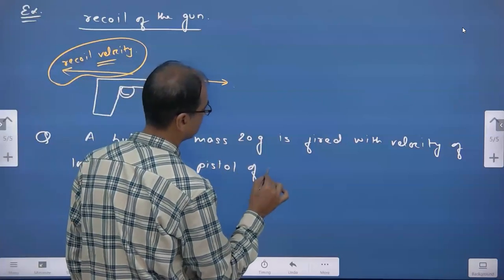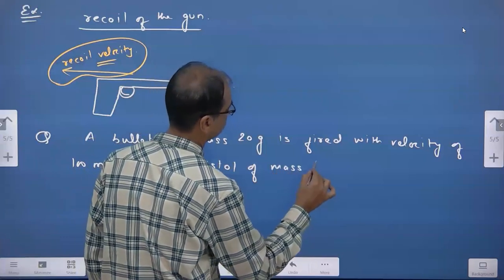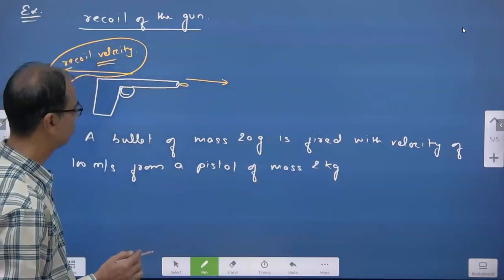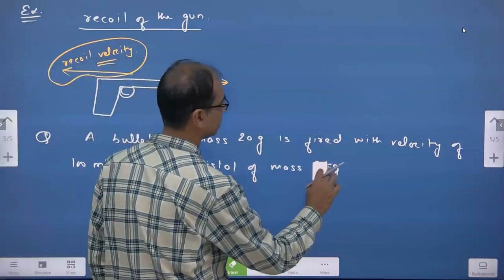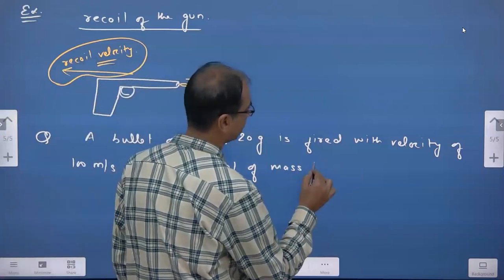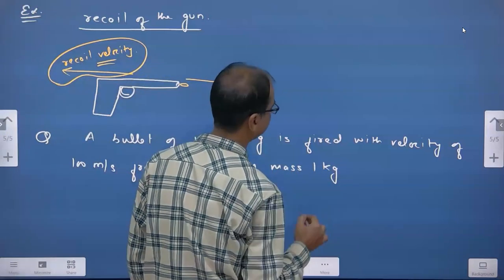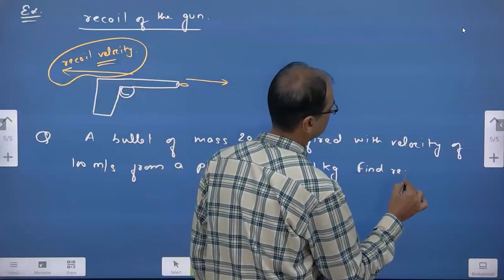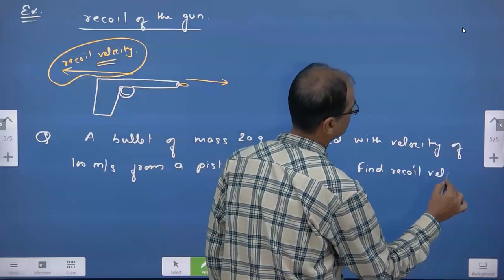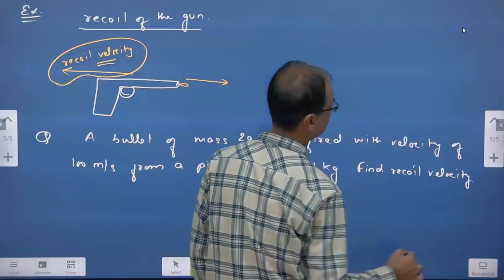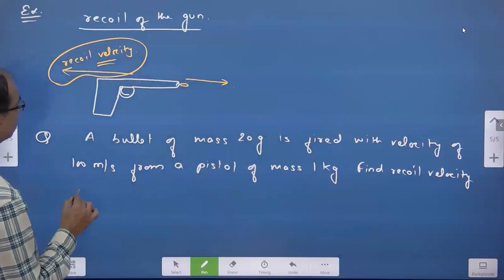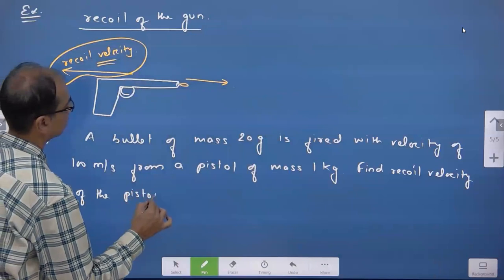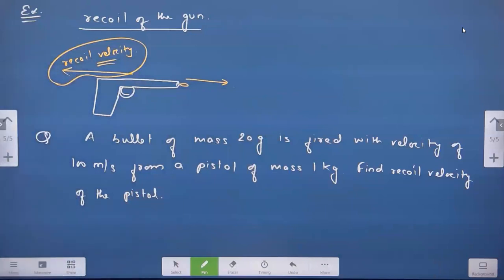of mass 2 kg. From a pistol of 2 kg will be heavy, right? 1 kg. Pistol of mass 1 kg. Find the recoil velocity of the pistol. Recoil velocity of the pistol. Okay, note the question, then you'll solve it.